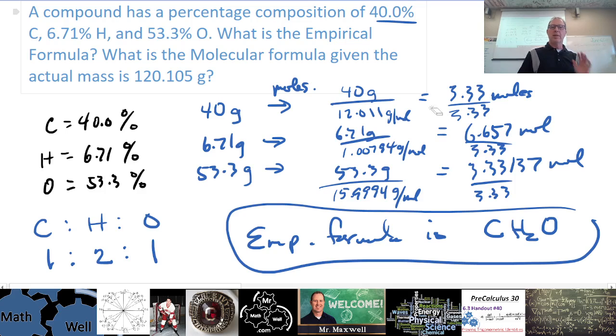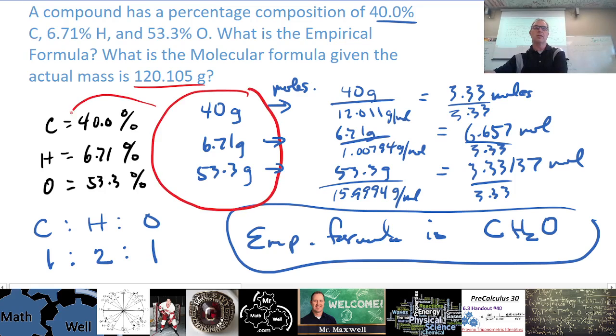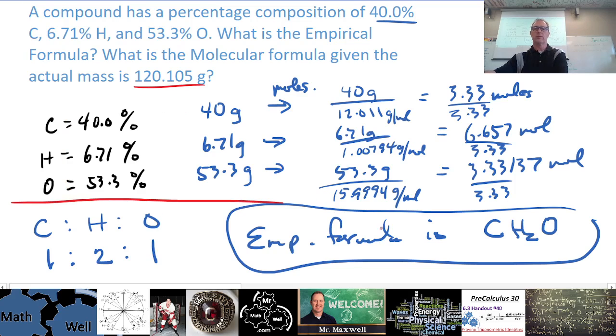Now, the molecular formula. Okay, so we're given that the actual mass of this compound is 120 grams. So again, this was percent. It has nothing to do with moles. This percent was only in mass, right? That percent was only in mass. So 120 grams is not the same as the percent composition by mass. Now we're talking about moles here.